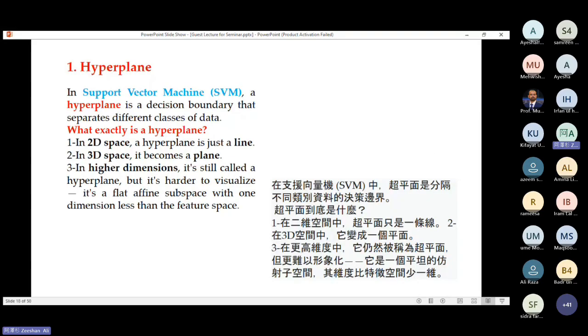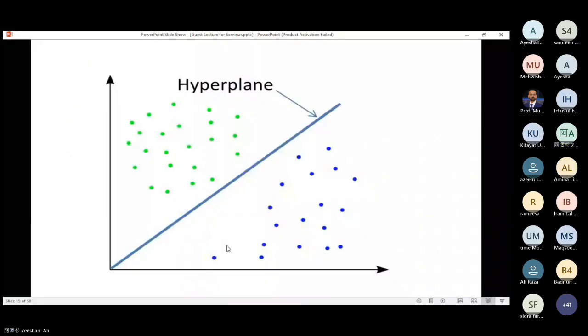Number one, we have the hyperplane. So what is a hyperplane? In support vector machine, a hyperplane is a decision boundary that separates different classes of data. For example, this one. We have two different types of clusters, and we have divided these clusters with the help of a line. This line is called a hyperplane.